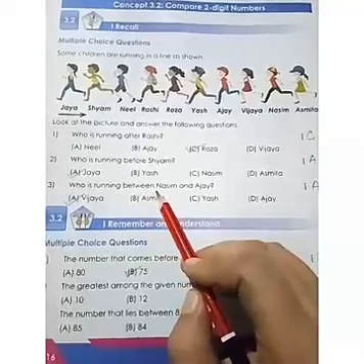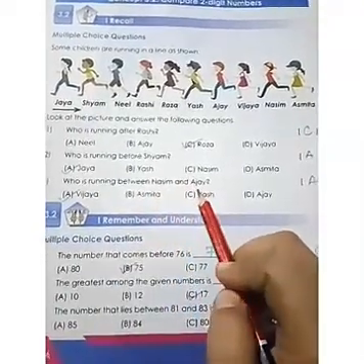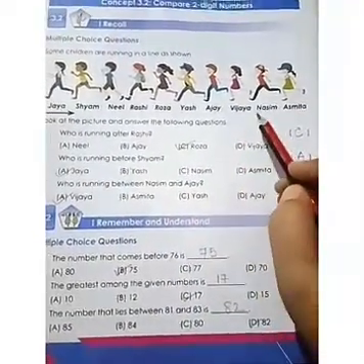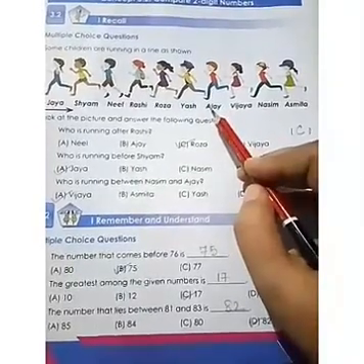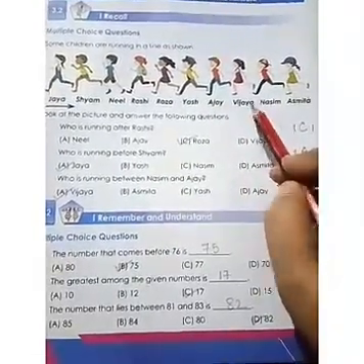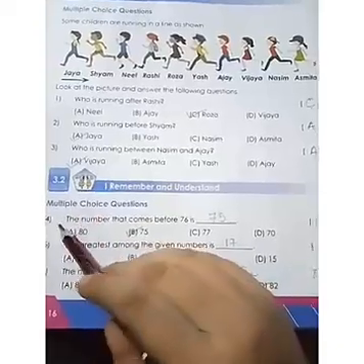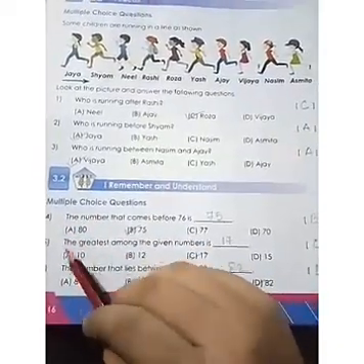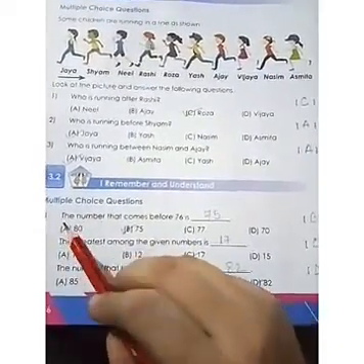Who is running between Naseem and Ajay? So where is Naseem here? Naseem and Ajay. Who is running between Naseem and Ajay? Vijaya. Okay. Now questions 4, 5, 6 are about the position and finding out the greater or smaller number.